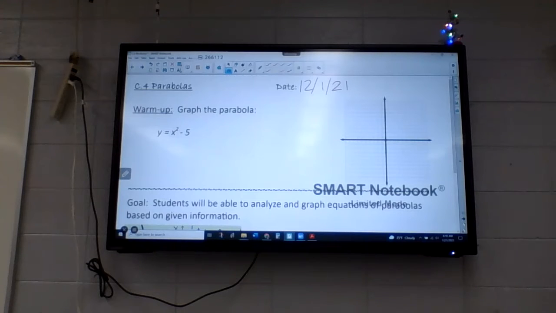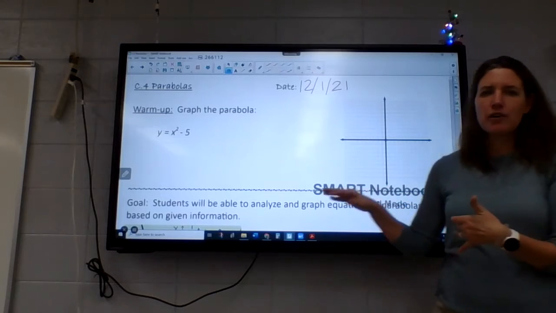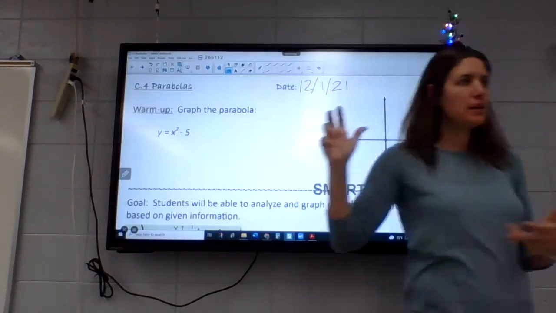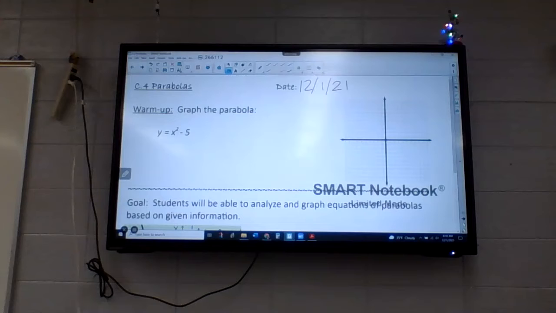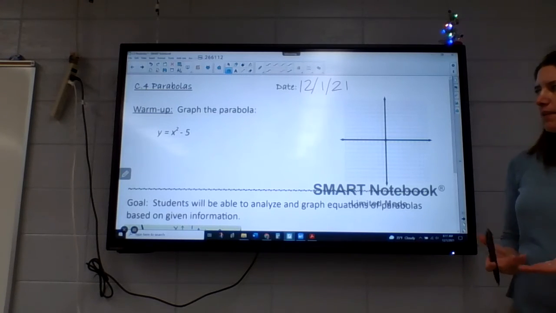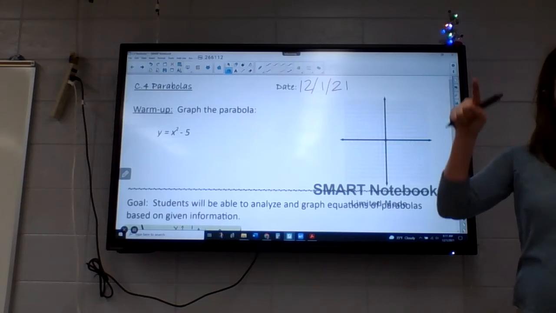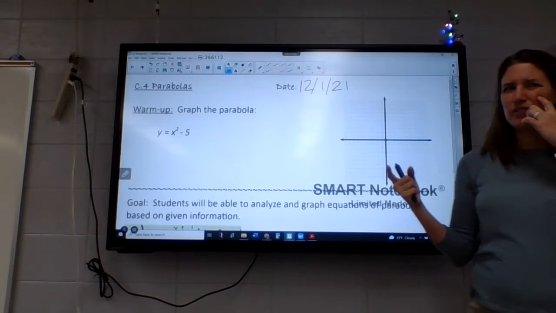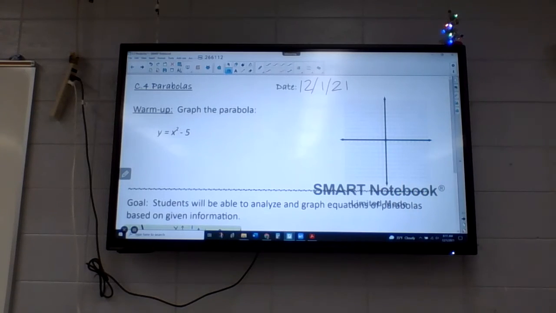All right. So, the warm up. I wanted to remind you guys about graphing parabolas, the way we did it when you first graphed parabolas. Now you might not remember how to graph this, depending on what you recall. So y equals x squared minus 5. The x squared tells us it's a parabola. The minus 5, do you guys remember what that does to our graph? Yeah, down 5.